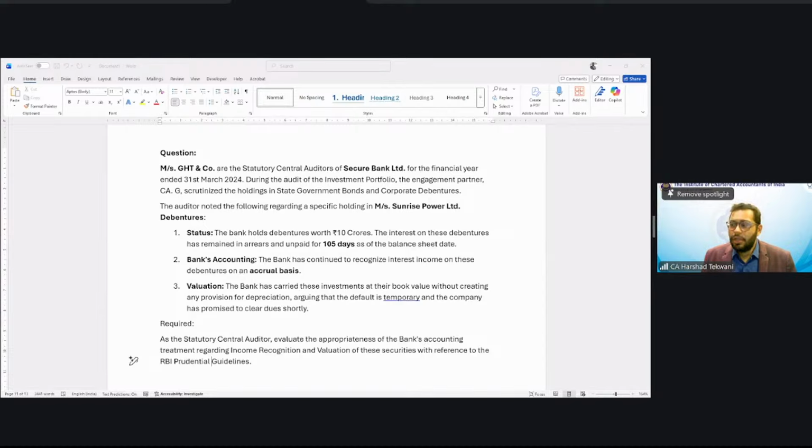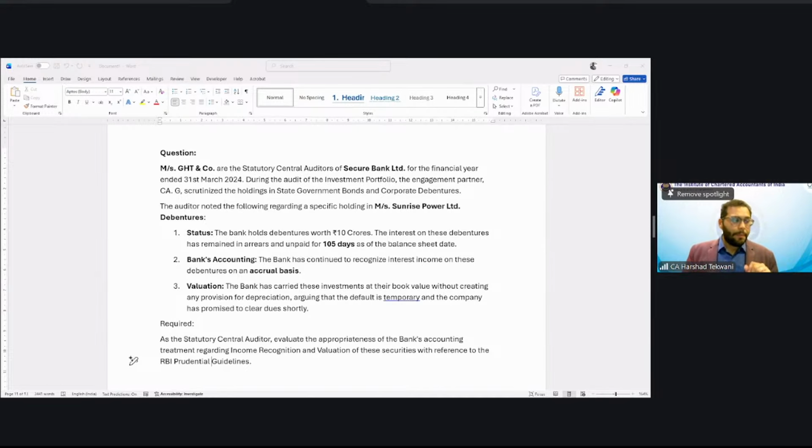Very good. Yes. And the valuation also, in this case, they have to do as per the provisioning to be done as per the prudential norms. Yes, absolutely correct. Very good, Sanjay. Very good, Ayush, and very good, Sarah. So this is absolutely the correct answer.